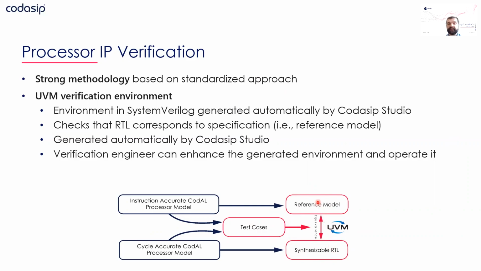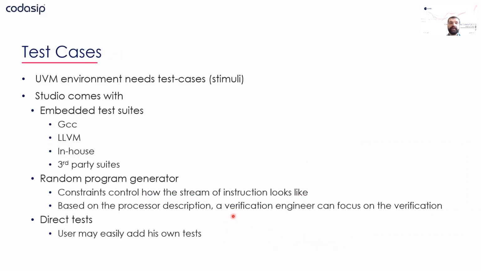Now, a user has an option to either plug in his own reference model, or he can use the automation in the studio as well, and therefore we can infer the reference model for him automatically. The RTL is generated, of course, and then we have the test cases. So now let's see the test cases.